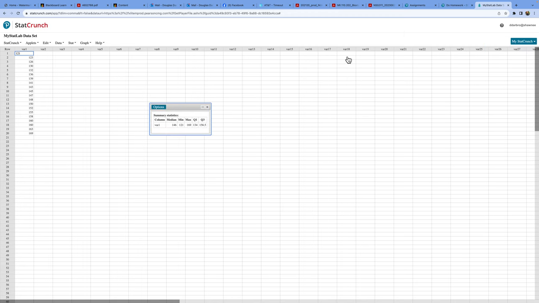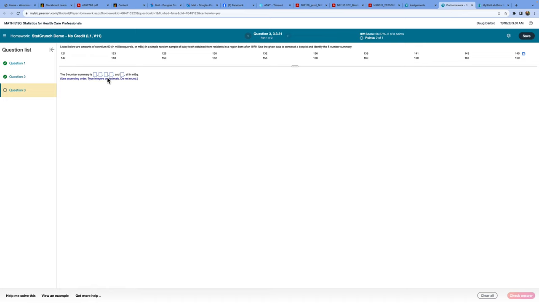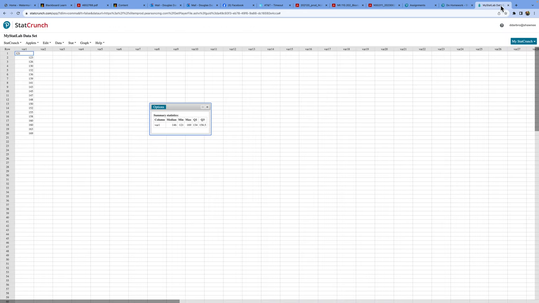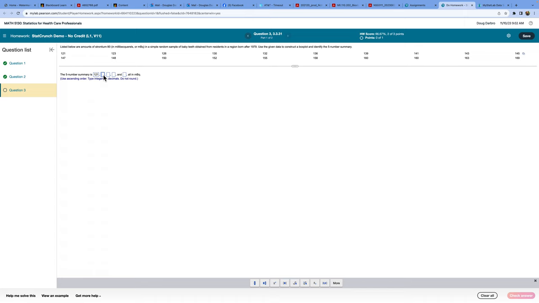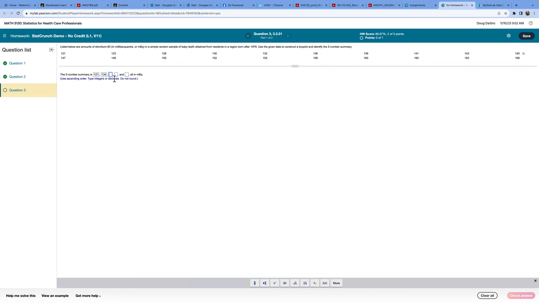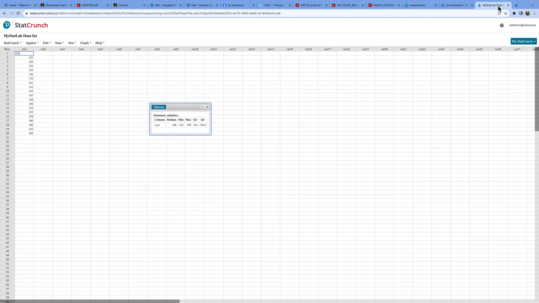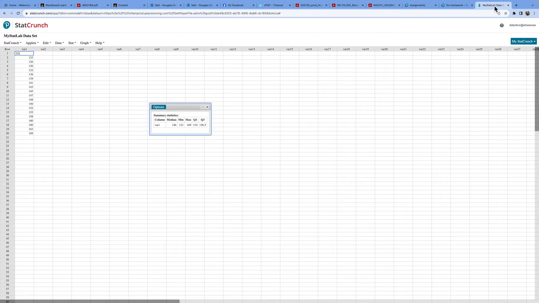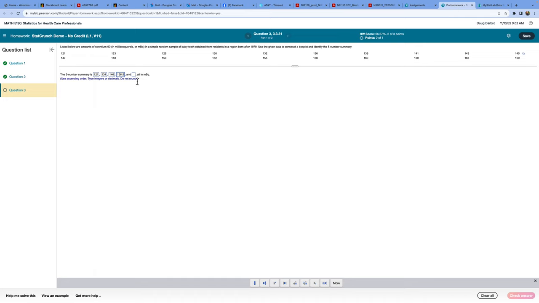Get over here where I can see it. So the minimum is 121. Q1 is 134. The median is 146. Q3 is 156.5. I think that's what it wants. If not, we'll just change it. And the max is 146.